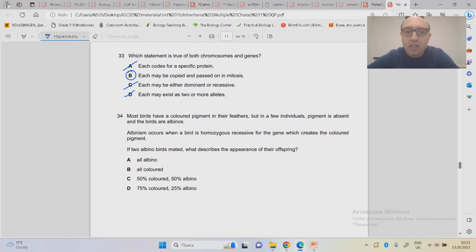Most birds have a colored pigment in their feathers, but in a few individuals, pigment is absent and the birds are albinos. Albinism occurs when a bird is homozygous recessive for a gene which creates a colored pigment. If two albino birds mate, again guys, as you see in the sentence, they are saying that being albino is homozygous recessive, like small a, and if two birds are albino, all of the offspring will also be albino. So all are albino. It's A.